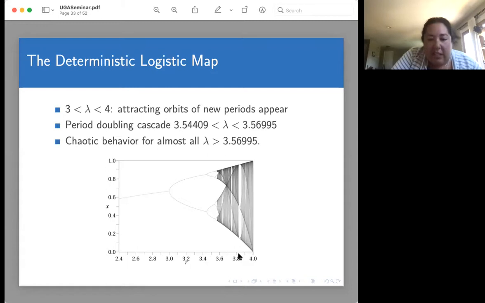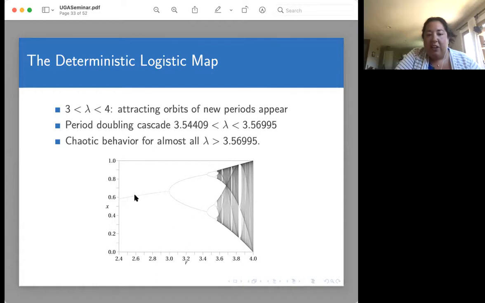This image here is what we call a bifurcation diagram. It basically shows you what the stability of my system is going to be. Here you see this is my attracting fixed point, so this is 1 minus 1 over lambda. Ignore the fact that that's an R down there. Think of R as lambda.